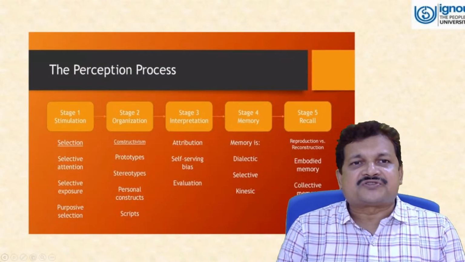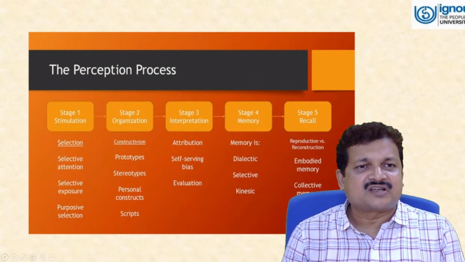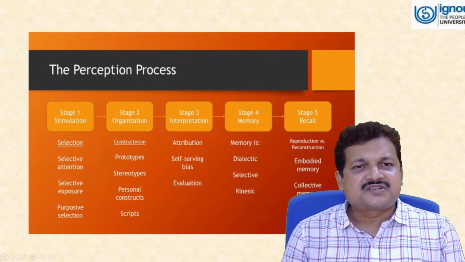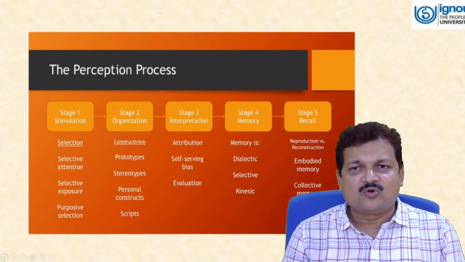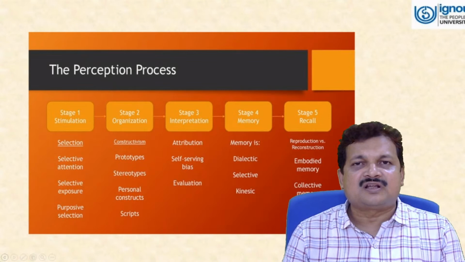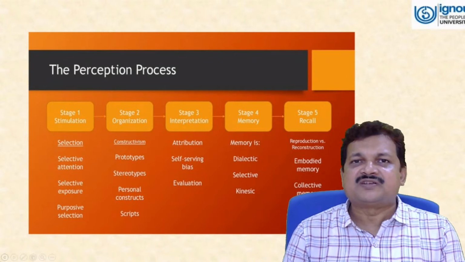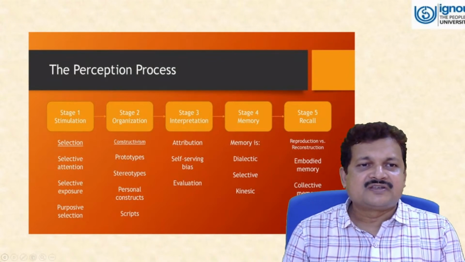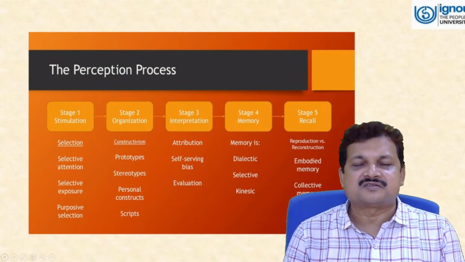Now the perception process. The perception process starts with stage 1, stimulation, second is organization, third is interpretation, fourth is memory, and fifth is recall. We will go through each and every stage in detail, but before that, we need to understand it very well. What is stimulation? Under stimulation, we have selection: selective attention, selective exposure, and purposive selection.